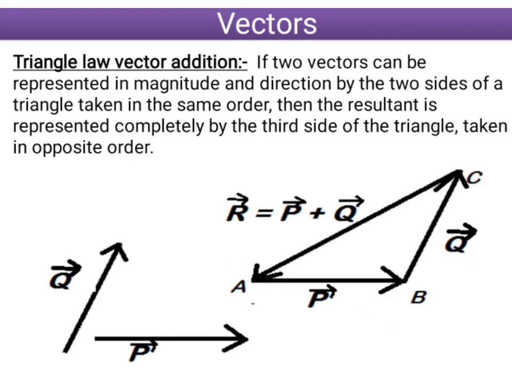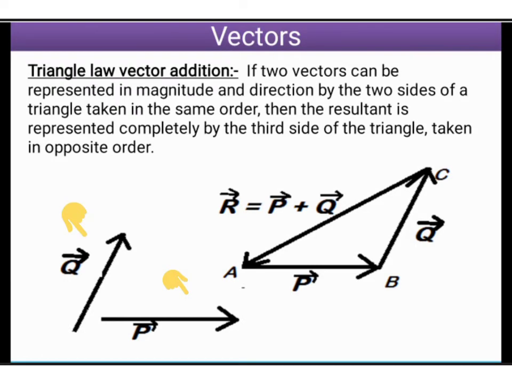Let's define the triangle law of vector addition. If two vectors can be represented in magnitude and direction by two sides of a triangle taken in the same order, the resultant is represented completely by the third side of the triangle taken in opposite order.